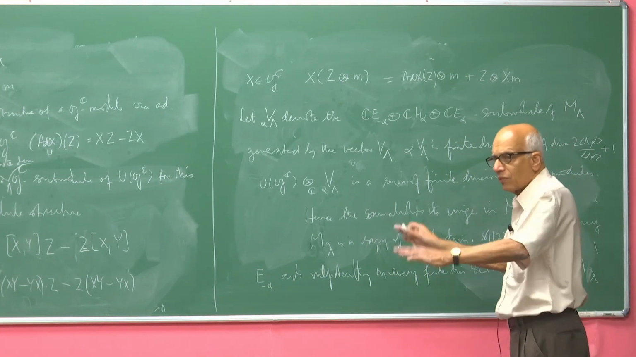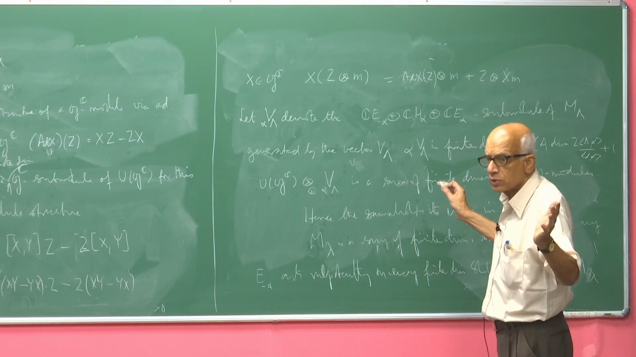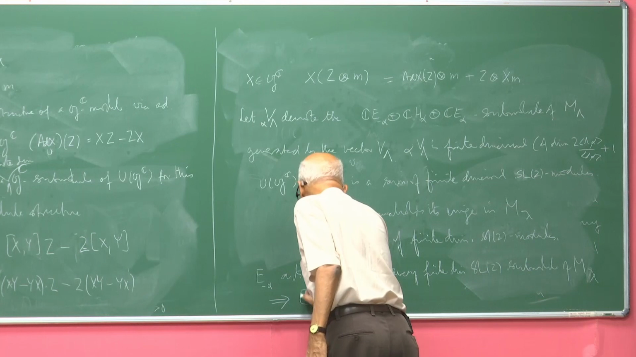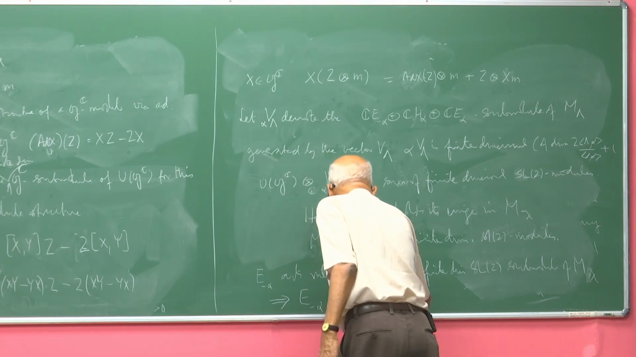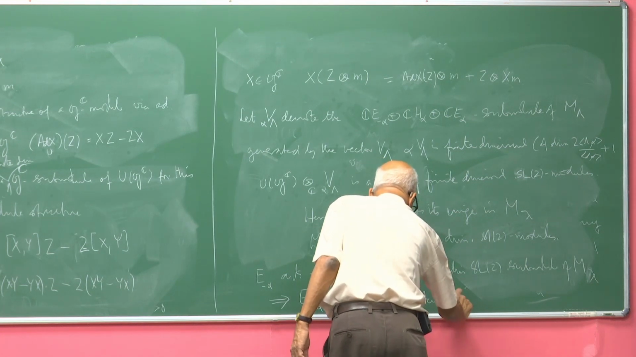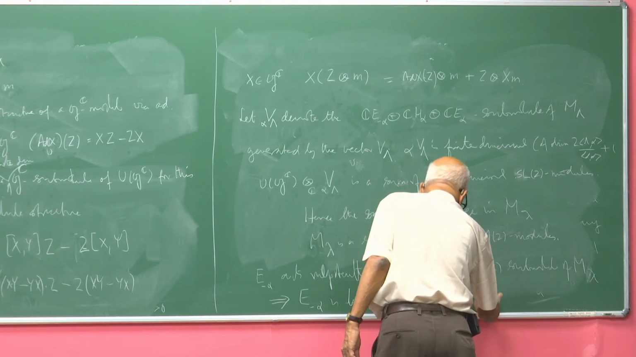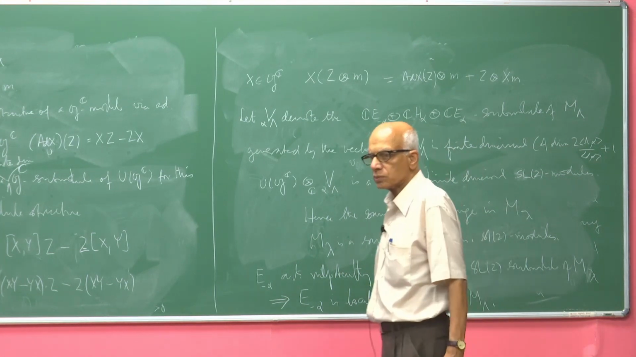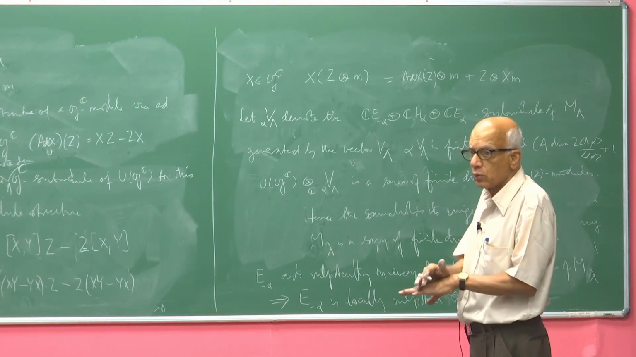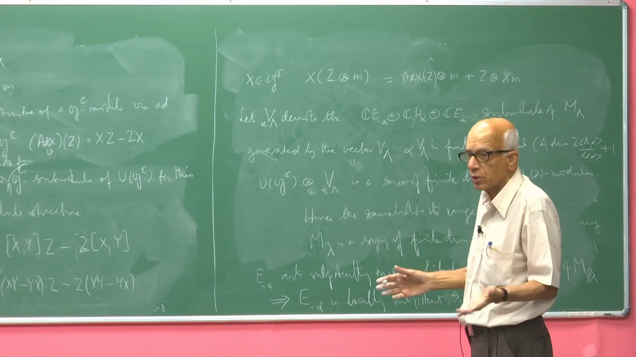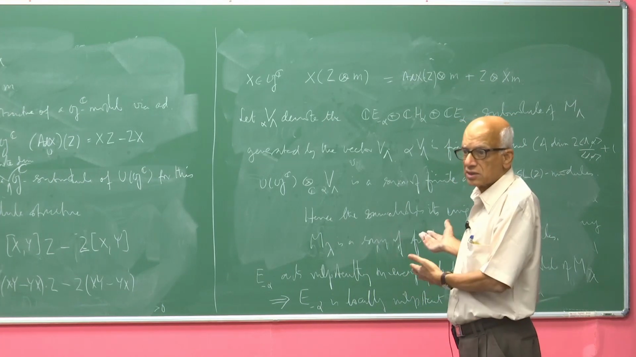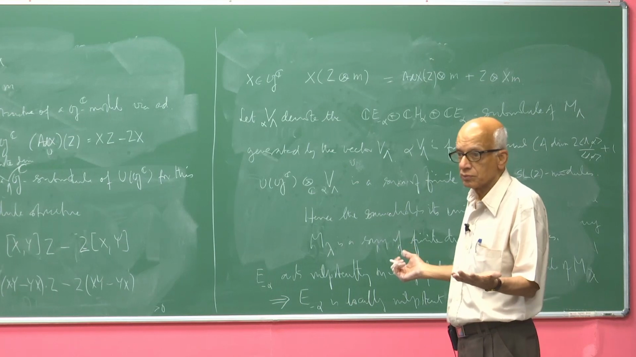And since m lambda is a sum of all the finite dimensional SL2 modules, this implies E minus alpha acts locally nilpotently on m lambda. And this is true for any simple root alpha. So for every simple root, E minus alpha acts nilpotently, and so does E alpha, because E alpha again acts nilpotently on every finite dimensional module.